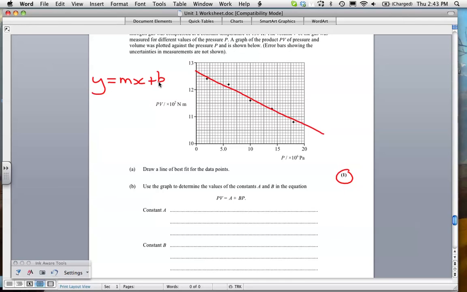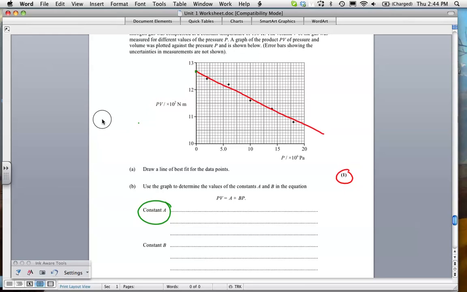We see that our y in this case is our PV, that's our y, our m is our B, that's our slope, and our x is the P, and the b actually corresponds to the A. So when it says the constant A, we need to find the b, which is the y-intercept. So that's this point over here. Now one needs to estimate it. It's important that you pay attention. Let me just erase this.